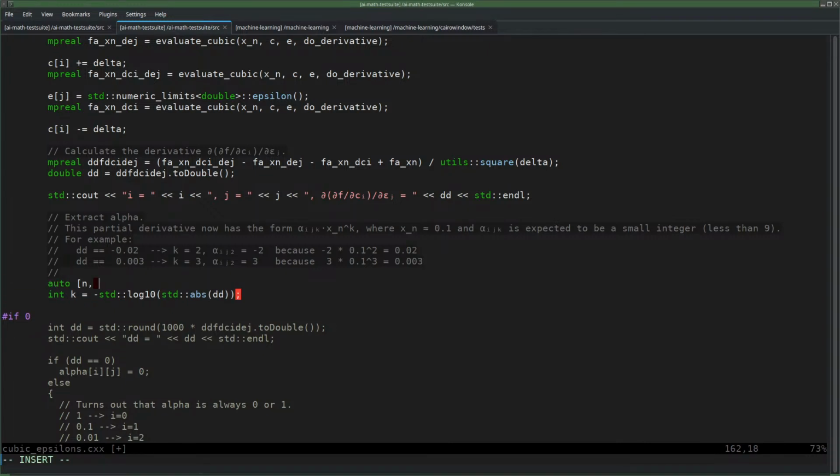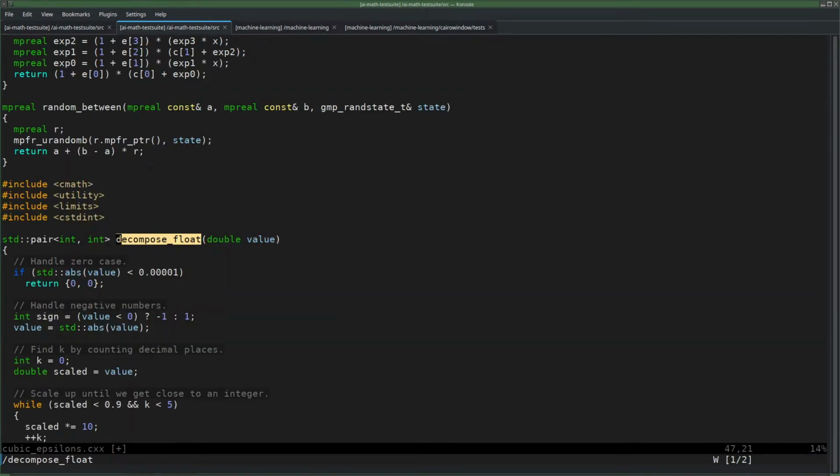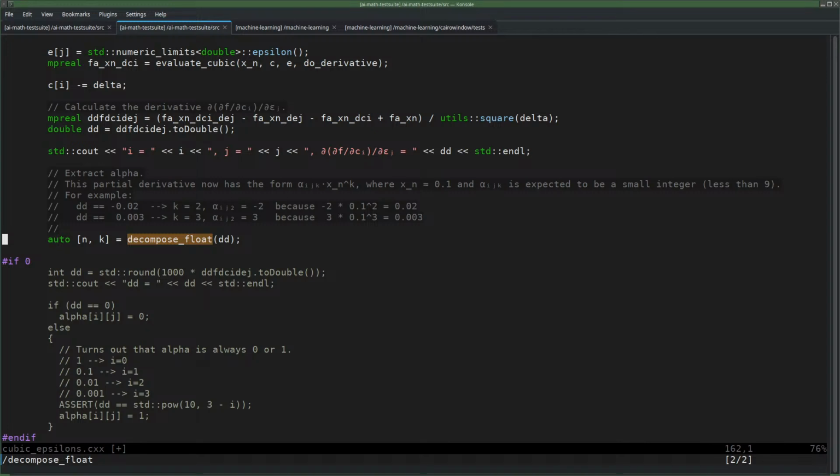Alt2 and k is decompose float td. That's a smelly name, decompose. Where n is not used before, k is not used, I think. N is my alpha. Let's call it A.